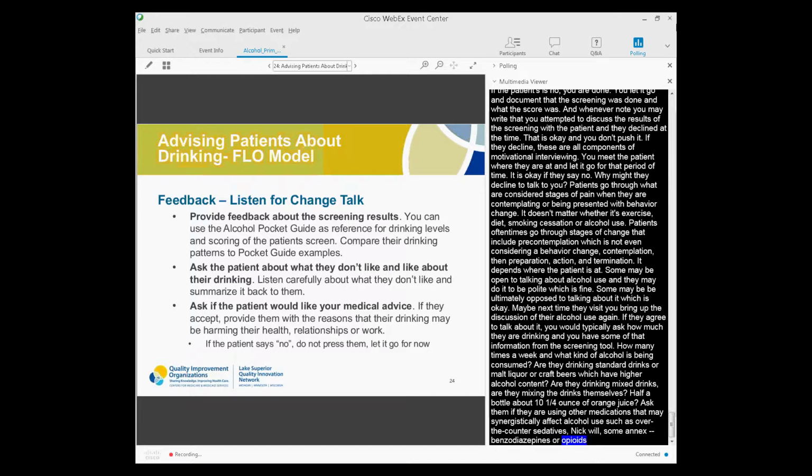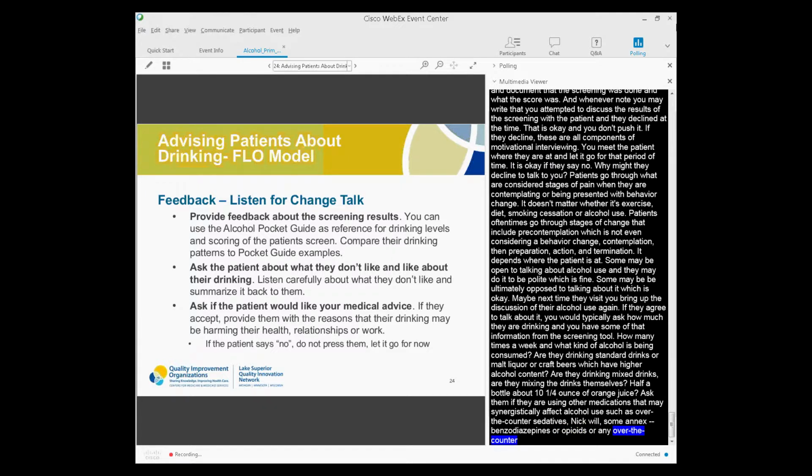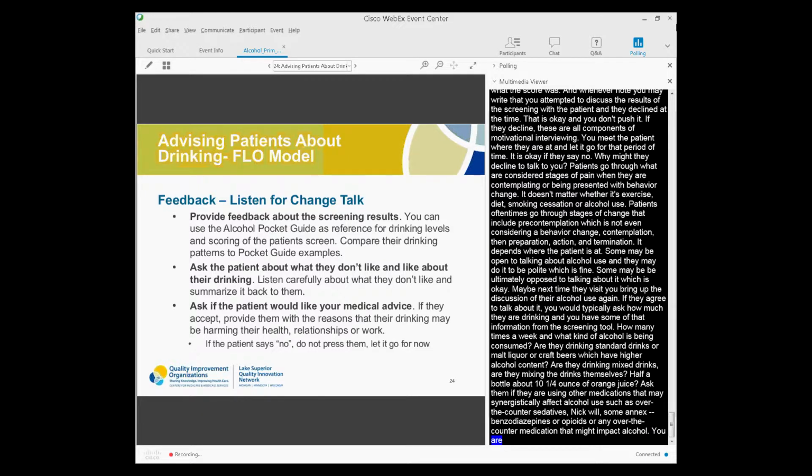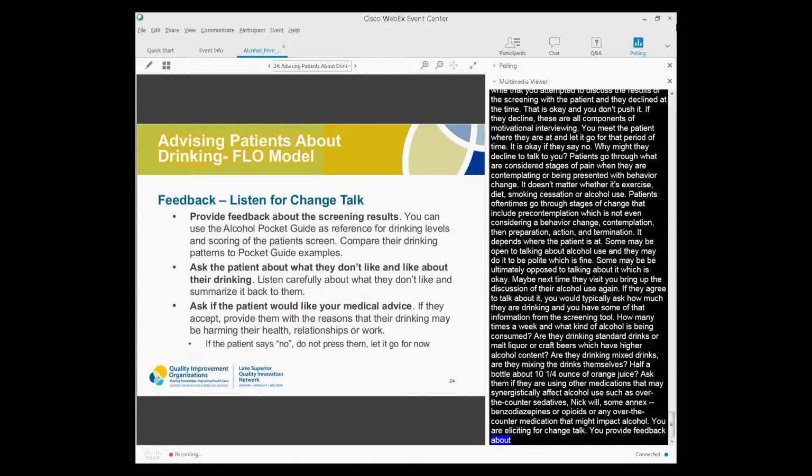So the second part of the flow model: you're going to listen for change talk. So providing feedback about screening results. One of the good strategies for talking to patients is to ask them about what they don't like and what they like about the drinking.